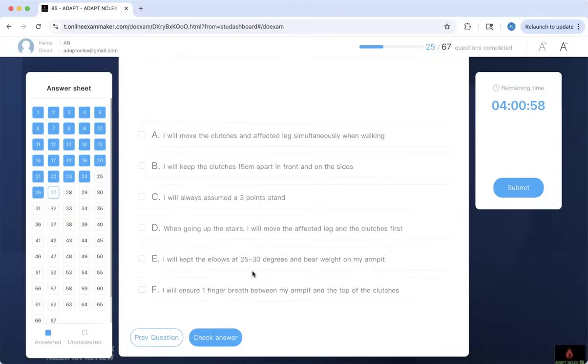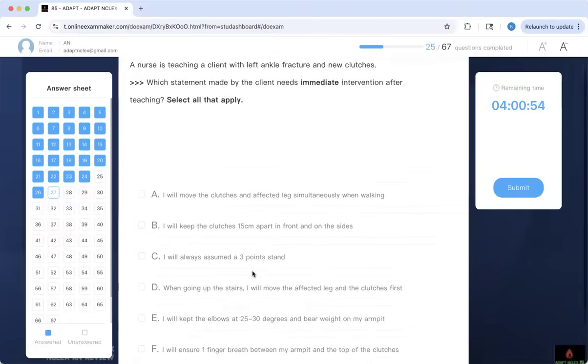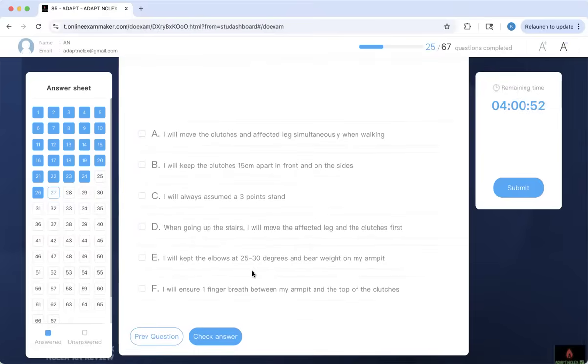I will move the crutches and affected leg simultaneously. Oh, that's what you're supposed to do. Don't worry about it. I will keep the crutches 15 centimeters apart, in front of and on the side. Yeah, on the side, that's where you put the crutches, 15 centimeters apart. That is good. I will always assume a 3-point stance. Yes, the affected leg is up and the crutches and your good leg will form a 3-point stance.